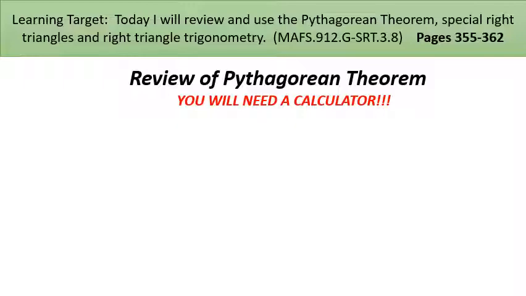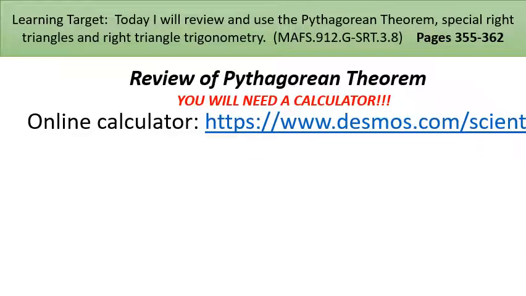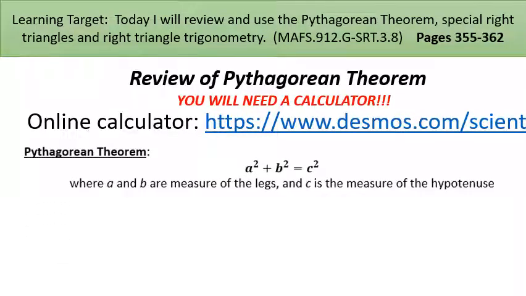Okay, so Pythagorean theorem. Who remembers what that was? I know you've heard it before, but what's the formula? If you don't remember, I understand. It's a really difficult formula to remember. It's a squared plus b squared equals c squared. But what is a, b, and c? A and b are the legs. C is the hypotenuse of a right triangle.